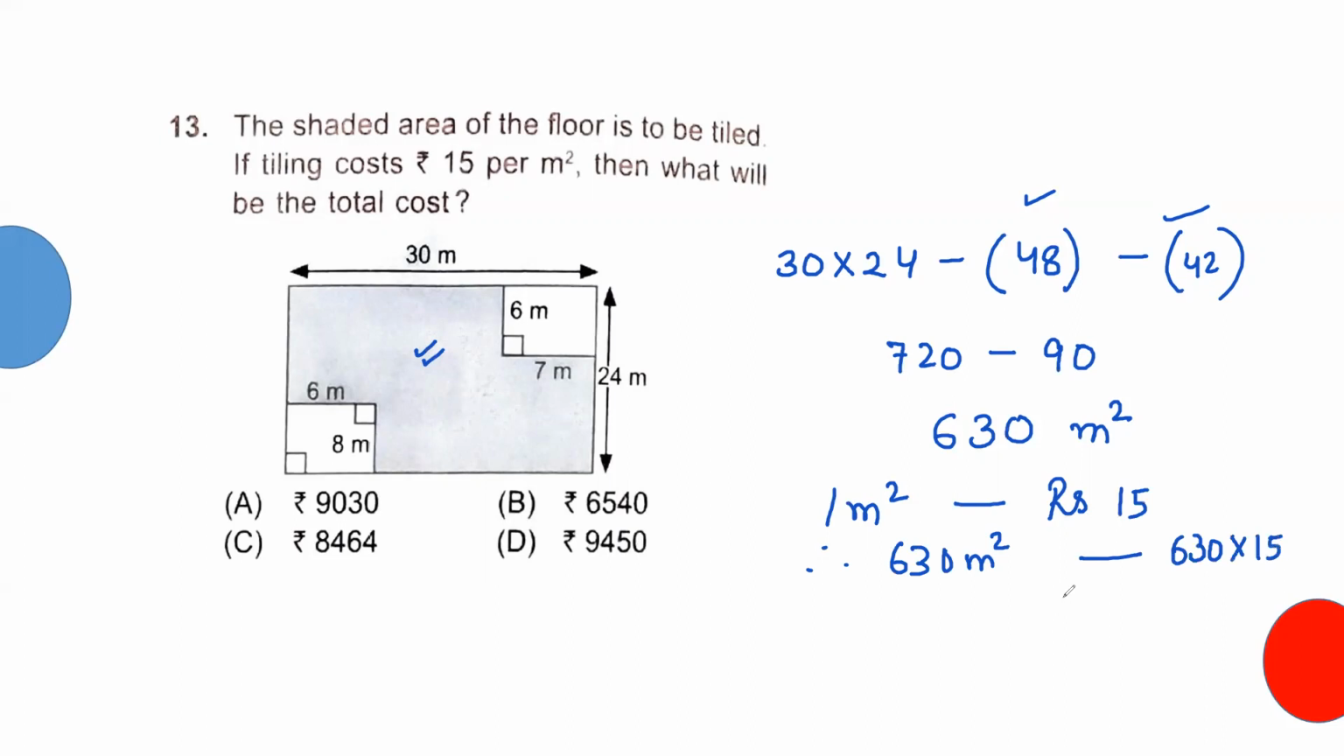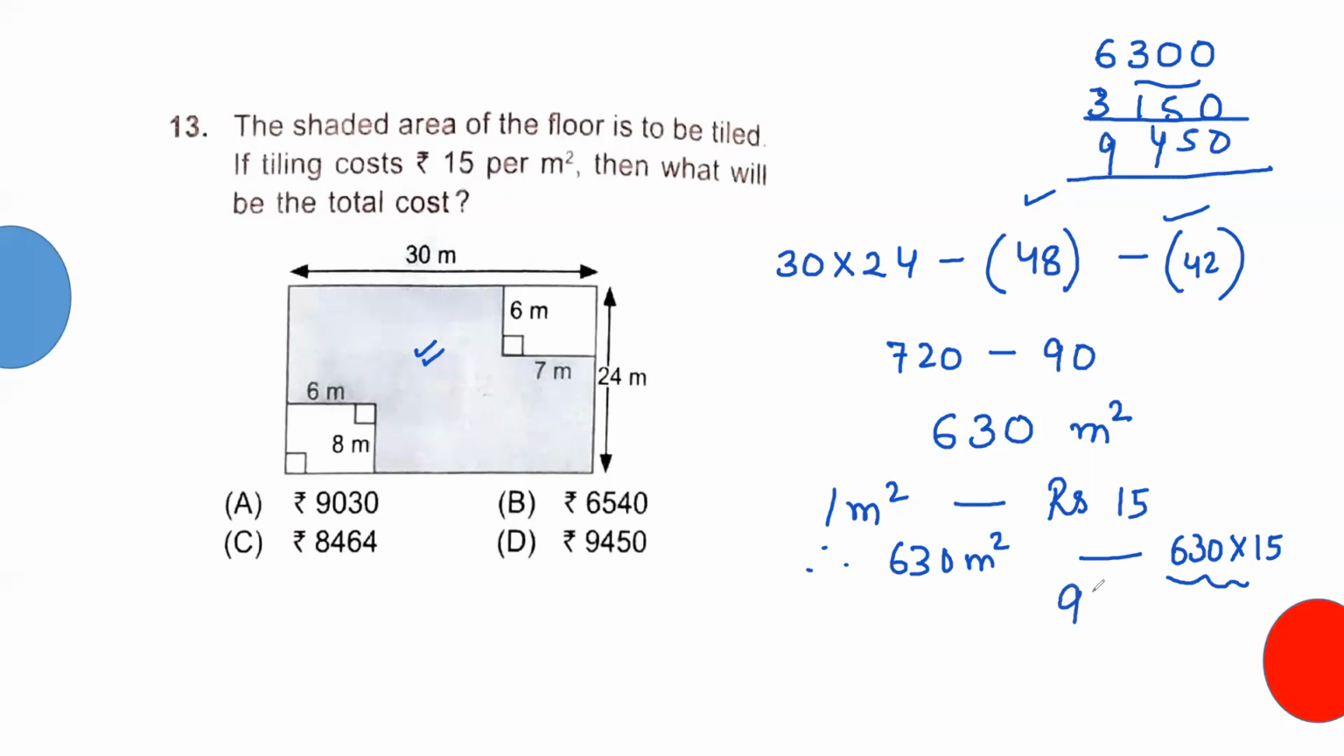630 into 15. Another thing I'll tell you: when you have to multiply a number by 15, you multiply by 10 and just half this number. So how much do you get? If you half this number, 6 halves to 3 and 300 halves to 150. Add them up and your multiplication is done.